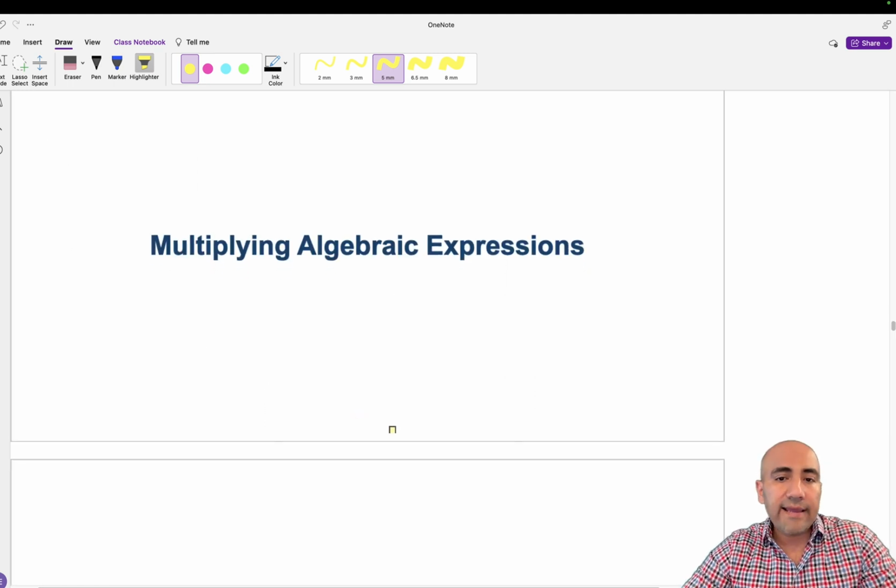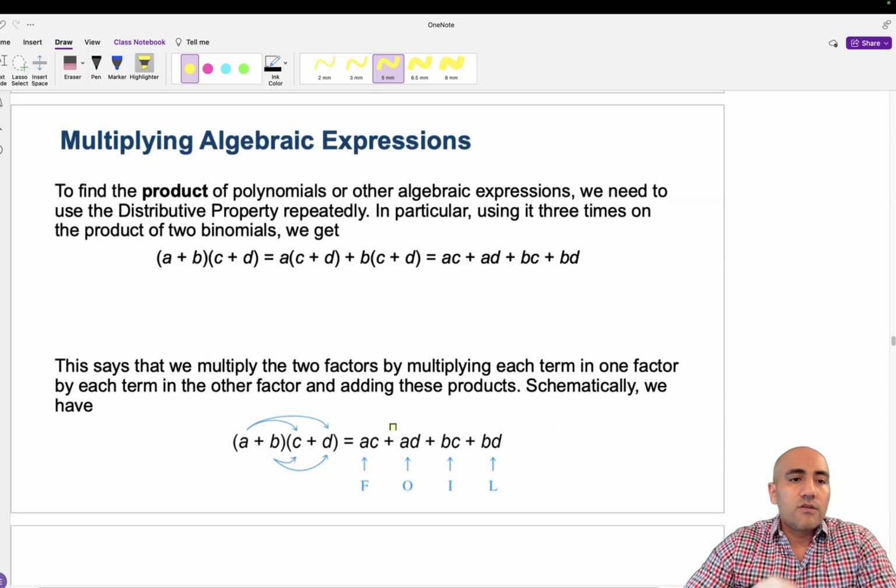Okay, multiplying algebraic expressions. To find the product of a polynomial or other algebraic expressions, we need to use the distributive property repeatedly. That's one way to do it. In particular, using it 3 times on the product of two binomials, we get the following.